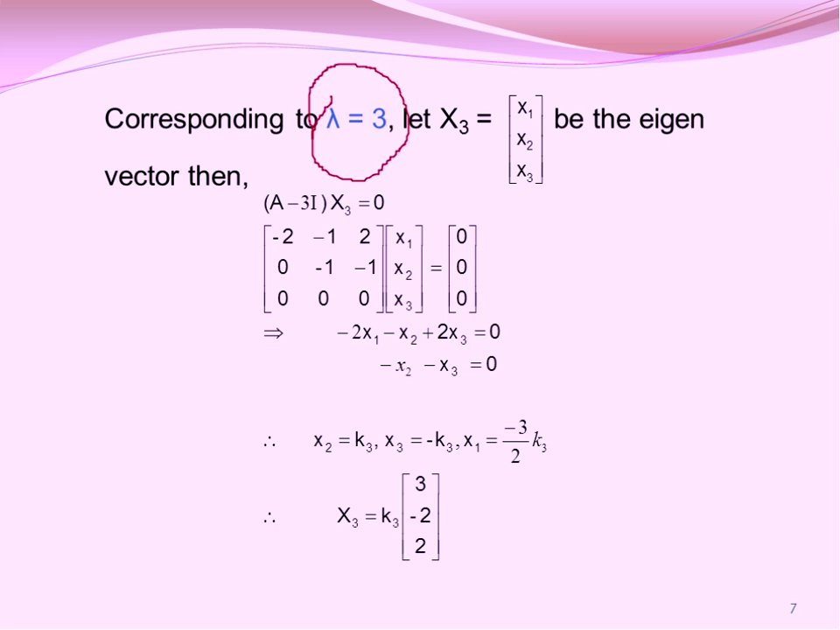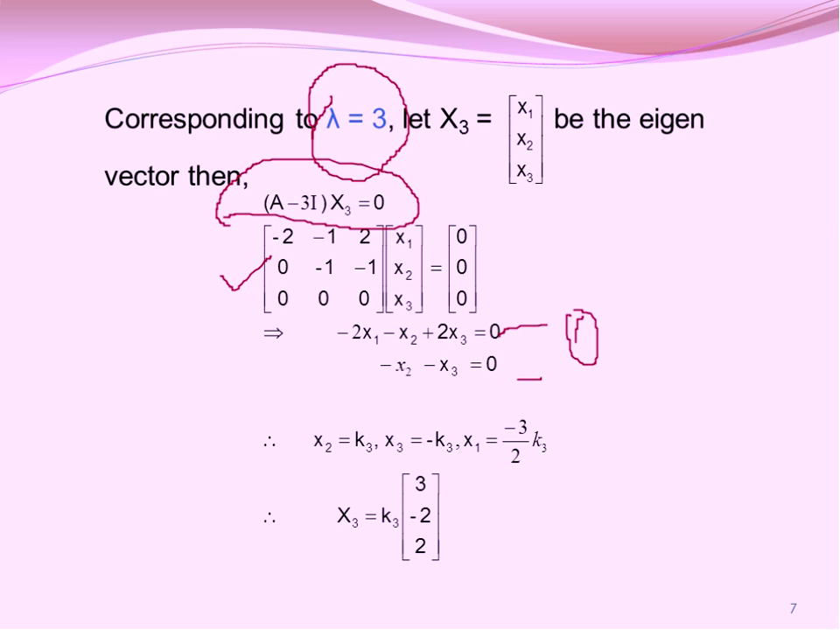Now lastly, we are going to find the eigenvector corresponding to lambda equal to 3. Similarly, we know the formula of the eigenvector. Now put the value of lambda equal to 3 here. We obtain this matrix. When we solve this matrix, we get the equations.